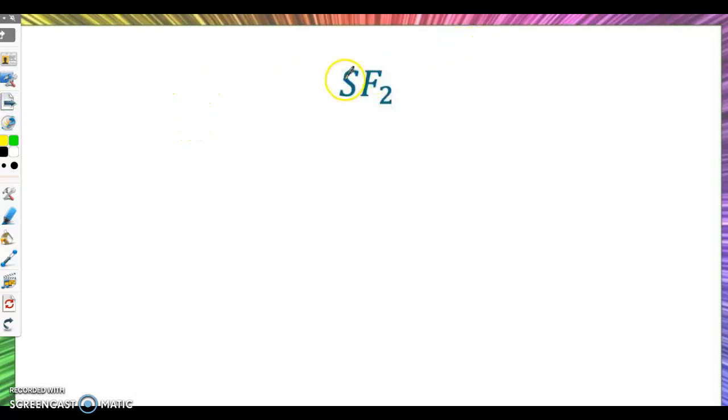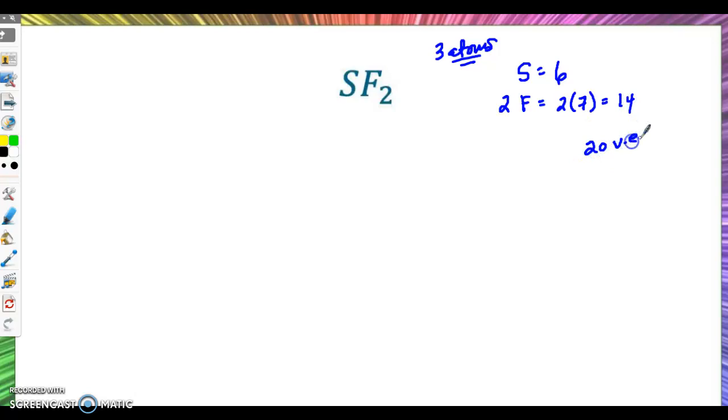Oh, here, sulfur difluoride. I've got 3 atoms here. I've got sulfur and 2 fluorines. And if you remember what I told you, the element that's closer to the center of the periodic table will be the central atom. Sulfur has 6 valence electrons. I have 2 fluorines. Each of them has 7. That's 14 plus 6. I have 20 valence electrons to use in puzzling this out.